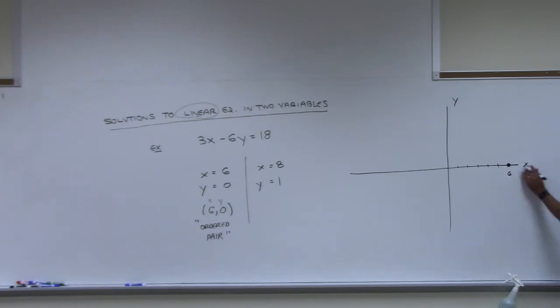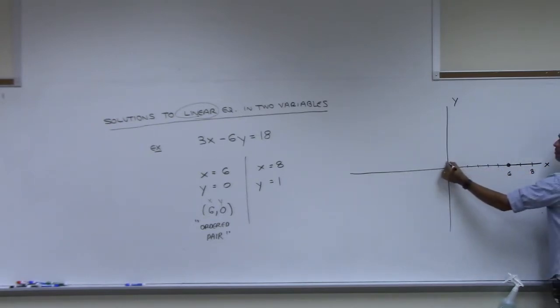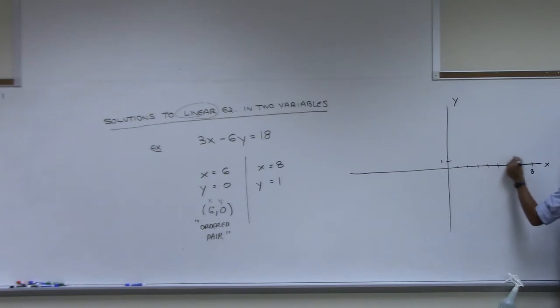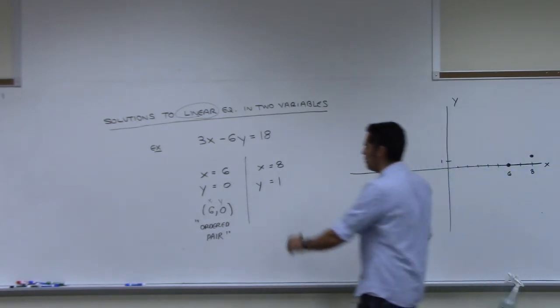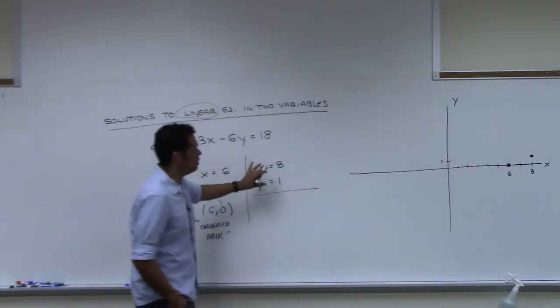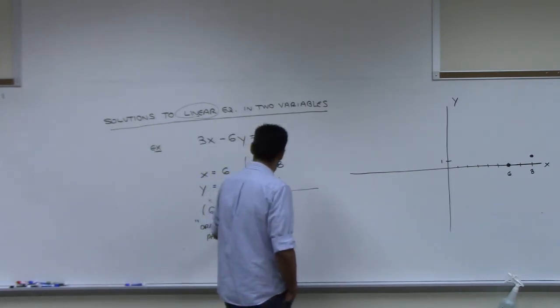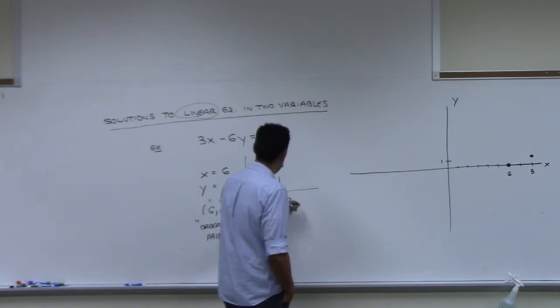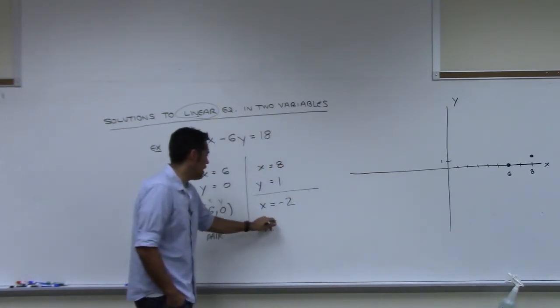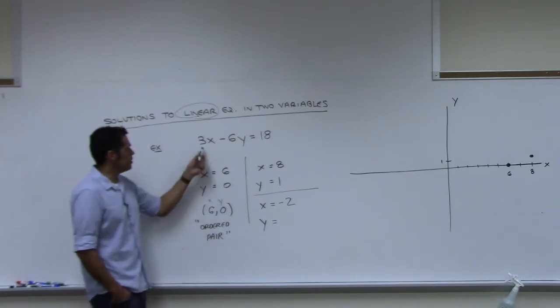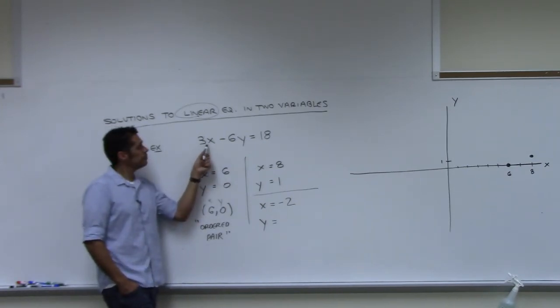8, 1. 7, here's 8. And then 1 would be move up 1, right? Like that. So we had 2 answers here. Let's get one more, but I'm going to force you to get it. I'm going to force you to make x be -2. Then tell me what the y has to be. So think through this. What's 3 times -2?